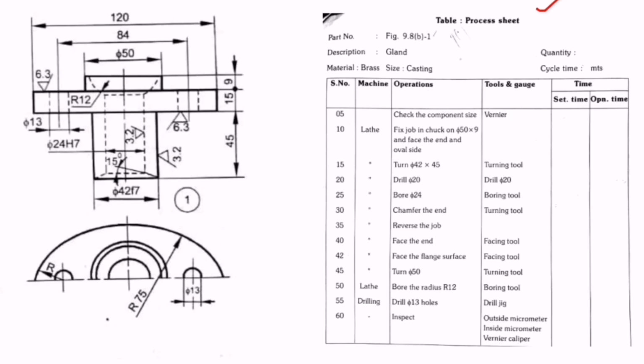Next very important thing is the process sheet. The process sheet provides information about how to produce an object with the different operations and with the different machinery, equipment, tools and gauges required. So this table is very important.